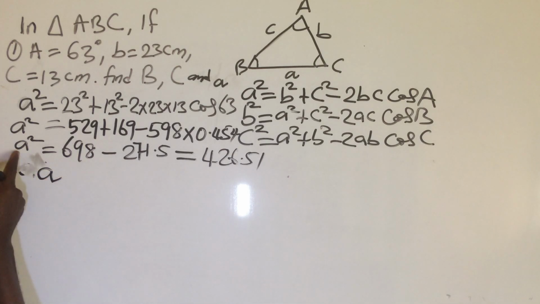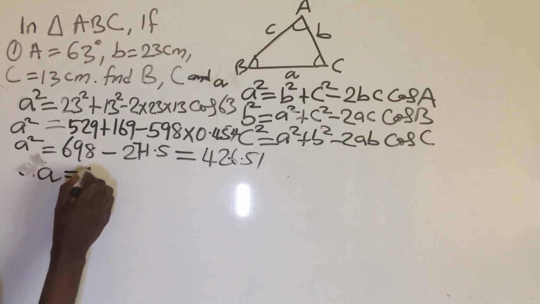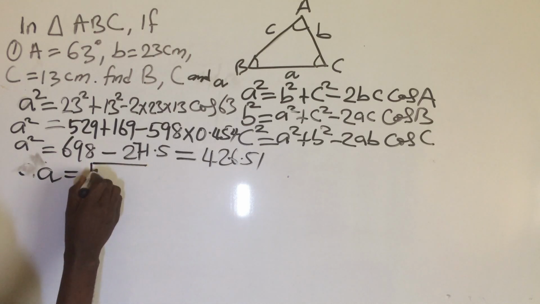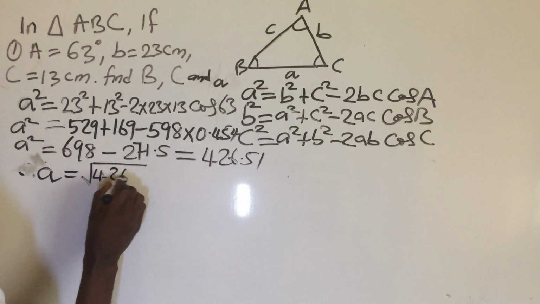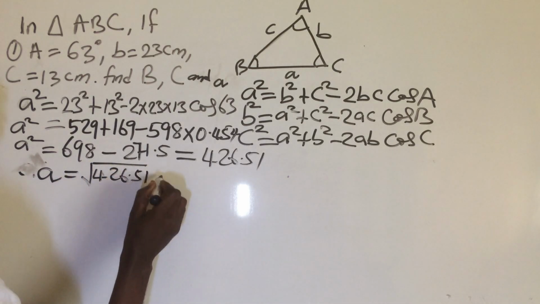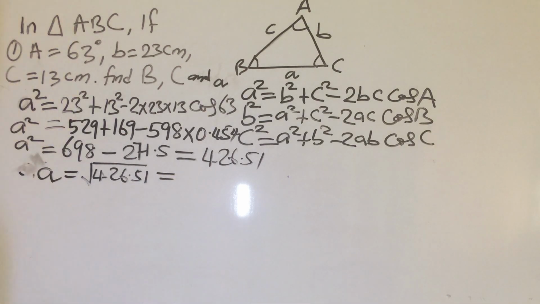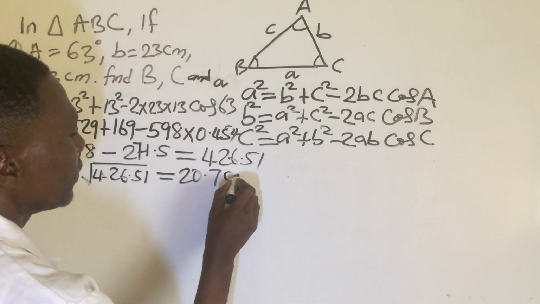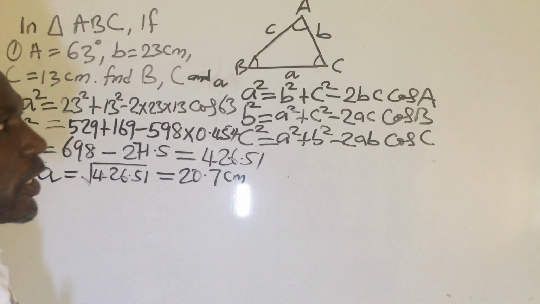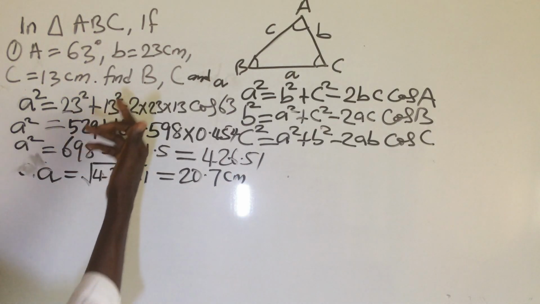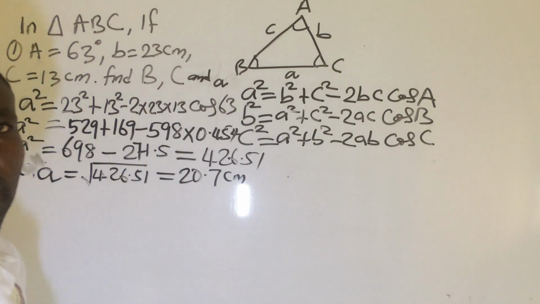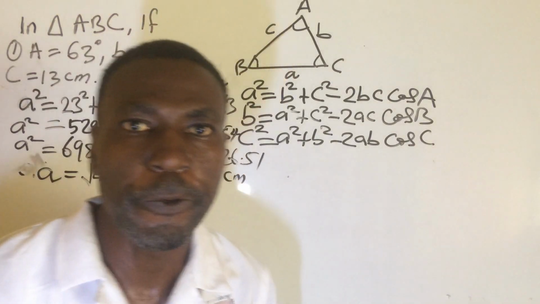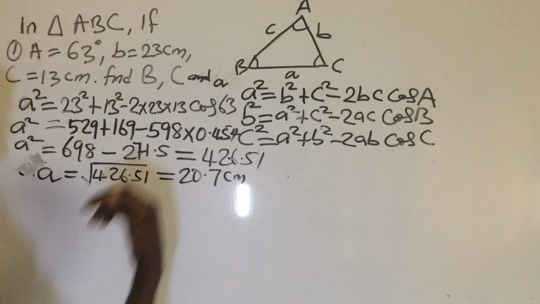A will be, making it the subject of formula without the square on top, equal to the square root of 426.51, which the final answer will be 20.7 cm. That is the answer. Now let's look for angle B immediately.